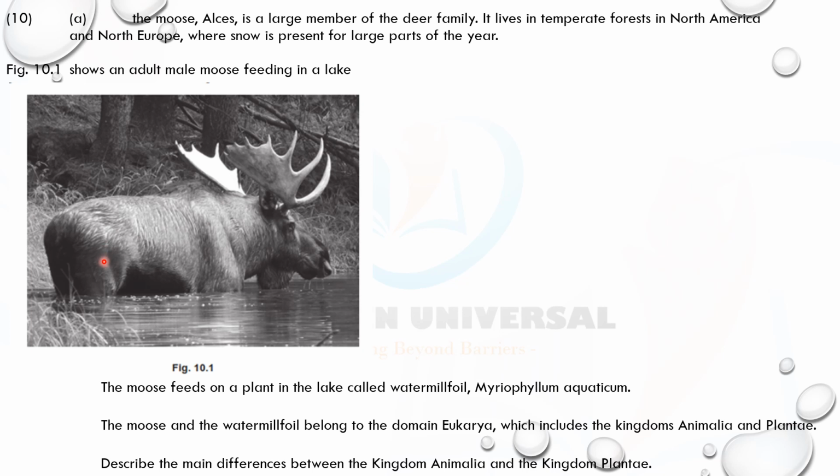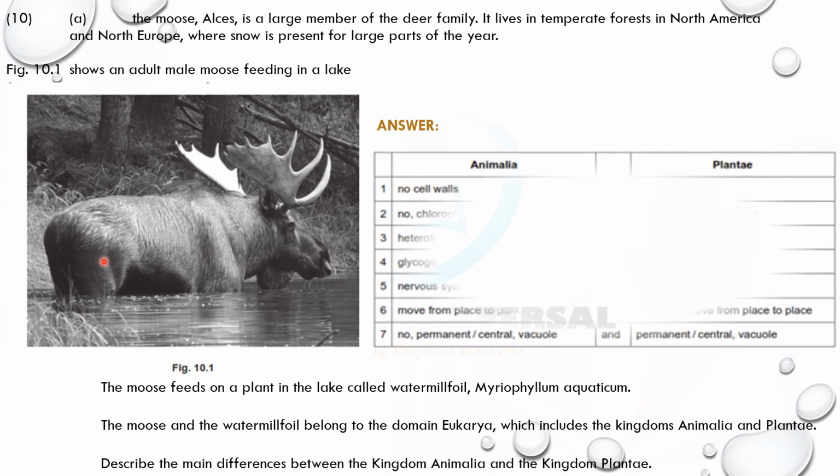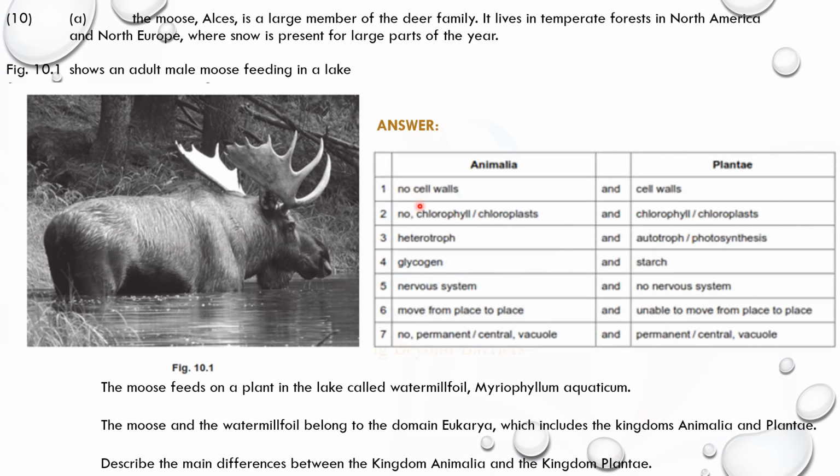So let's look at it. Good. Don't forget it. No cell wall, no chloroplast, heterotroph. This stores glycogen; the other stores starch. Animals have a nervous system and move from one place to another. Vacuoles are not permanent. So don't forget it, guys.